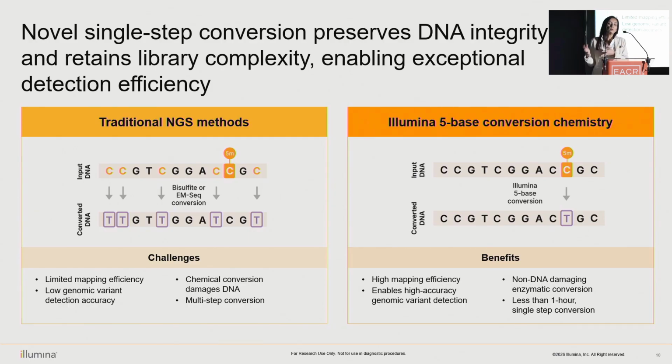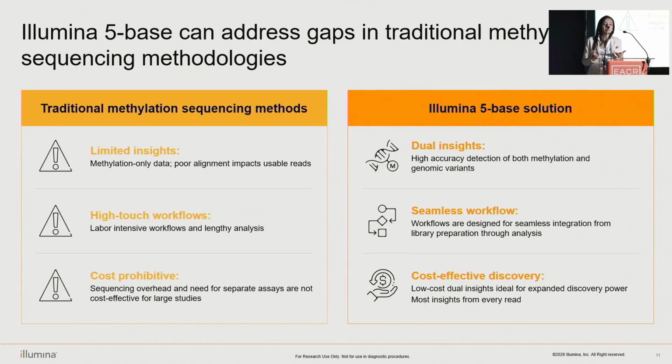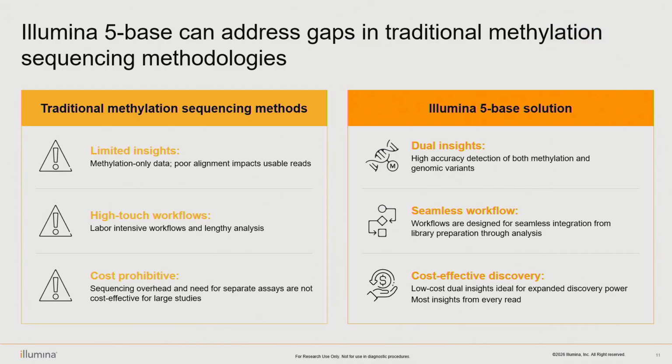So the approach that Illumina takes in bringing their solution to life is really modifying the way the chemistry works, and this is what we are looking at on the right side of the slide. Illumina 5-base conversion chemistry enables direct conversion of the methylated Cs into Ts, and that brings a whole number of advantages that I'm going to highlight on the next slide. By doing so, we're essentially addressing the gaps in traditional methylation sequencing methodologies.